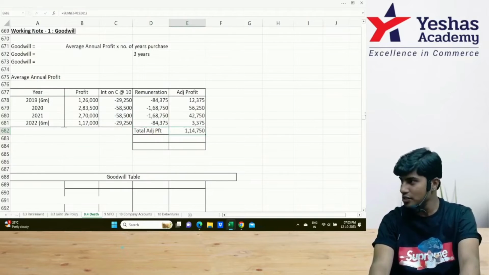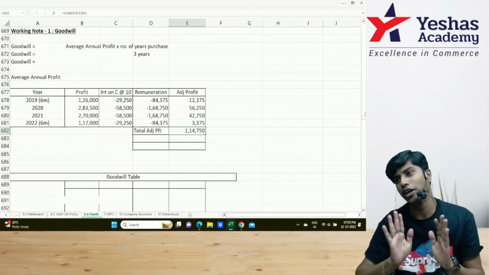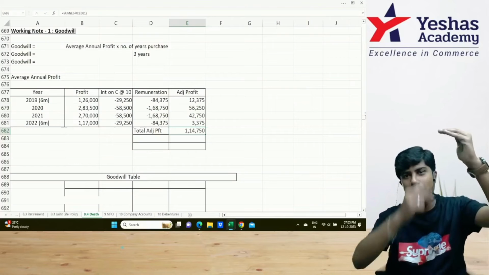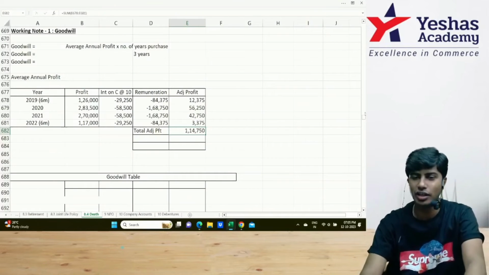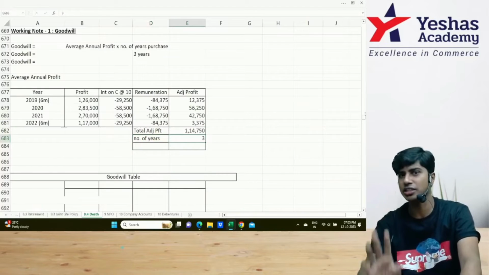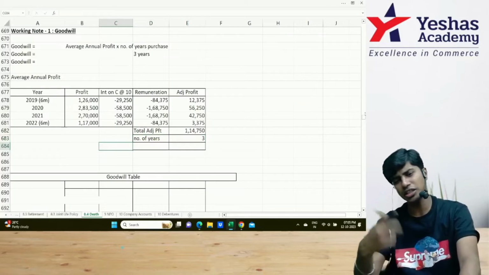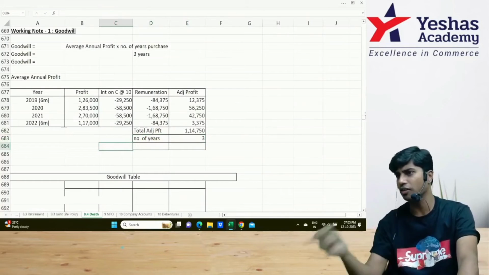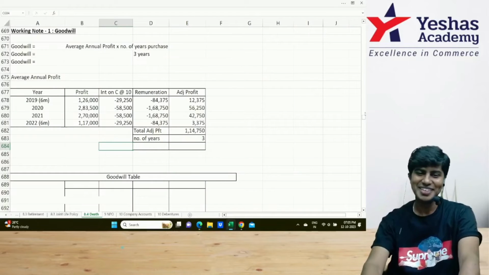We get 1,14,750. This is for how many years? Please don't take 4 years. It is half year plus 1 year plus 1 year plus half year. Not 4 years, 3 years only. If you write 4 years, 6 months extra. Sir, if you make the mistake one more time, it is another 6 months, in total 1 year extra. You understood what I told?